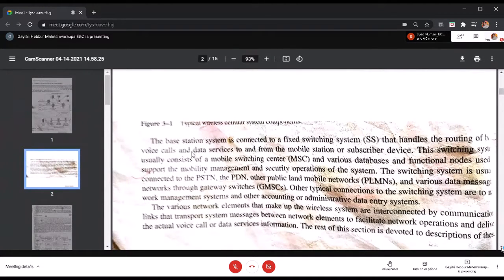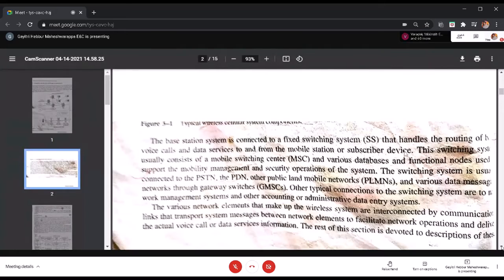Okay. The base station system is connected to a fixed switching system, okay, that handles the routing of voice calls and data services to and from the mobile station or the subscriber device. So that is the function of the base station system. It consists of an antenna, radio base station, and the transcoder controller unit, base station control.